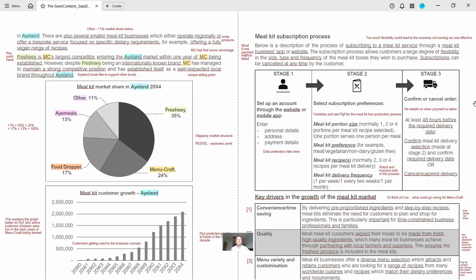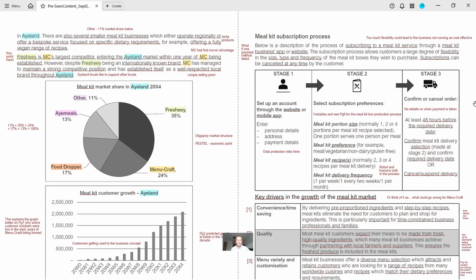This subscription process allows customers a large degree of flexibility in terms of the size, type, and frequency. So that is where you will see it on stage 2 in the box. And whatever they wish to purchase, subscriptions can be cancelled at any time by the customers. So you can see it as a nice little flowing diagram on there. Stage 1, setting up an account, whether that's on the website or the mobile app. I think one of those, there might be an issue on the exam day or something might happen with one of them, so make sure you're aware of the 2 different options.